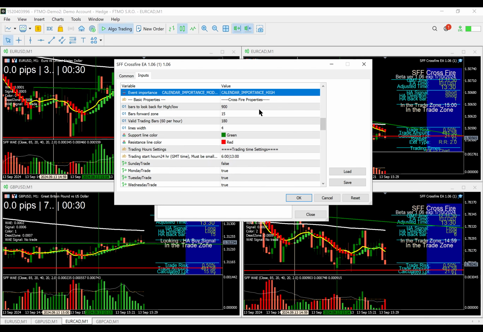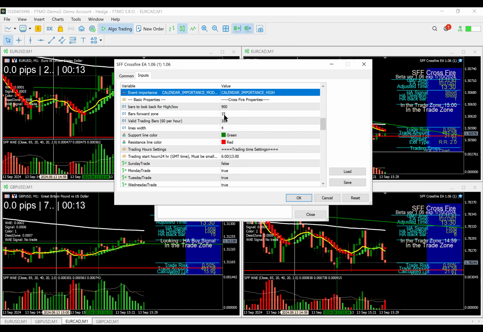So on the afternoon session, the setting is 900. On the morning session, it's 420, which is why I've got 2 lots of settings. I've got an AM and a PM setting.